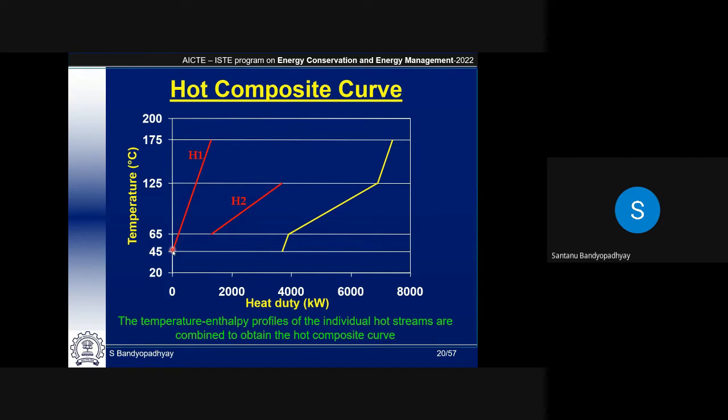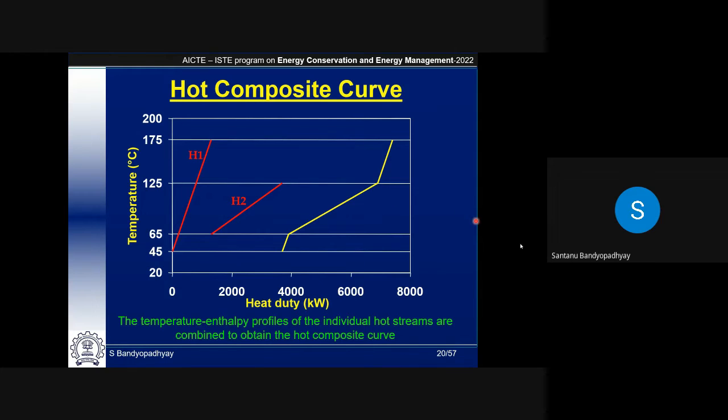So from 45 to 65, delta T is 20 and the slope is 10. So 20 times 10 is 200. So this stream has only gone up to 200. After that, 65 to 125, delta T is 60. So 60 times 10 is 600, and this is 2400. So from this point to this point is 3000. And then further we can do this as 500, and this difference will be 500.